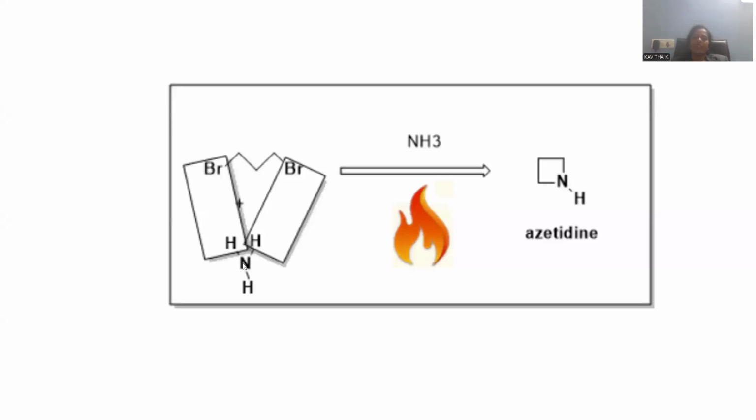Let me show. The nitrogen, being Lewis basic in nature, has a lone pair of electrons able to bind with this carbon atom. Slowly this bromo group will depart. We can denote it as nucleophilic substitution. And at the same time the other bromo is also removed by this hydrogen under heating conditions. So this ammonia should be added in excessive quantity, giving HBr as the byproduct and azetidine as the expected product of the reaction.